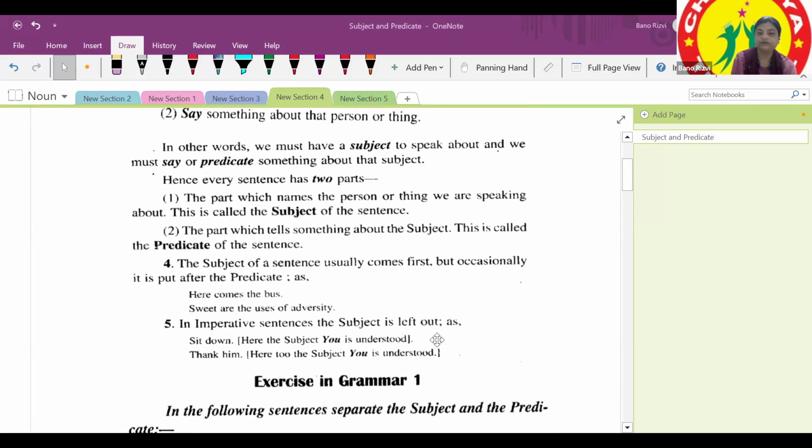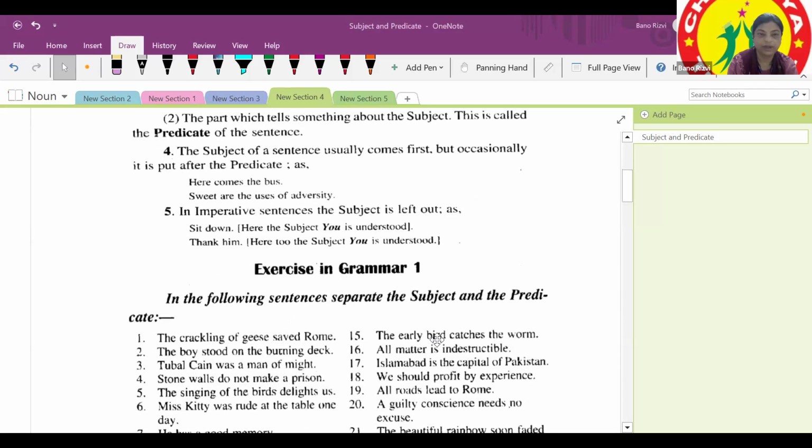Now the subject of a sentence usually comes first and the predicate comes afterwards. But occasionally the subject is put after the predicate. Here comes the bus. Sweet are the uses of adversity. In imperative sentences, the subject is left out. Imperative sentences we'll talk about in detail later.